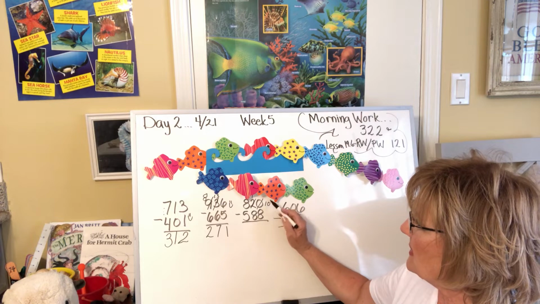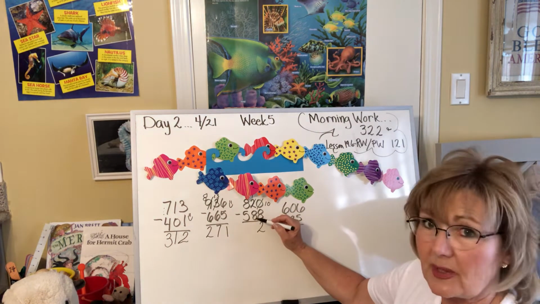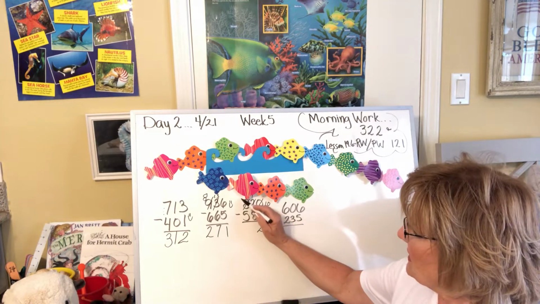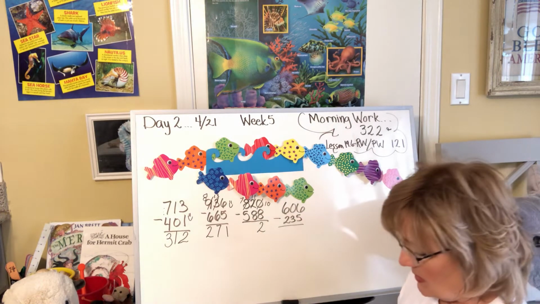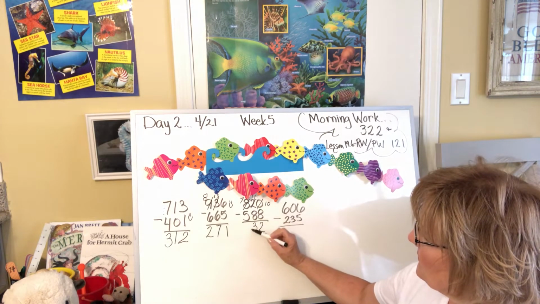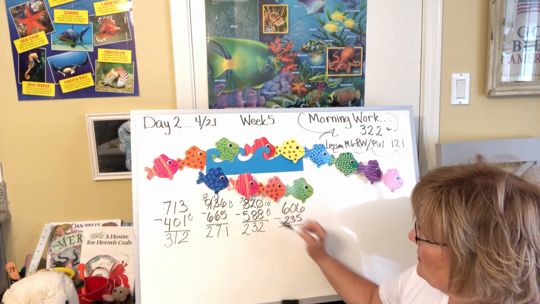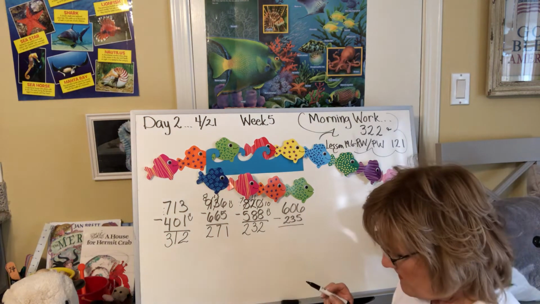Alrighty, so 10 take away 8. You should have said 2. 1 take away 8. That can't be done, so go next door and borrow. And then you've got 8, 9, 10, 11. And you've got 5, 6, 7. So that was 232, okay?